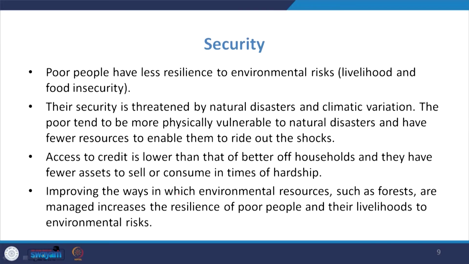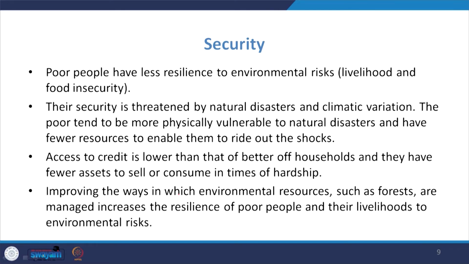Third dimension is security. Poor people have less resilience to environmental risk. They may have different kinds of risk. Risk may be associated with their livelihood or their food securities. So, there may be food insecurities or livelihood insecurities due to the adverse consequences of environment, like frequent floods, drought and other disasters that occur may affect the livelihood of poor people. So, poor people are more vulnerable to the natural risk or environmental risk.